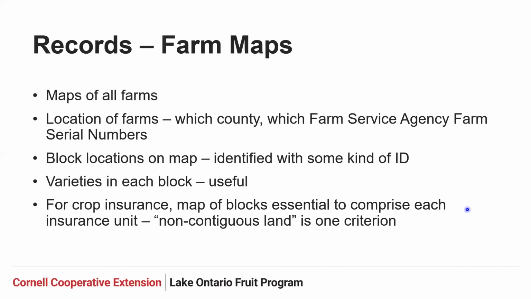For crop insurance, maps of blocks are essential to comprise each insurance unit. It's important to draw the blocks on the map because one of the criteria is whether the land is contiguous or not. So by drawing everything on the map, you can see what's contiguous and what's not.